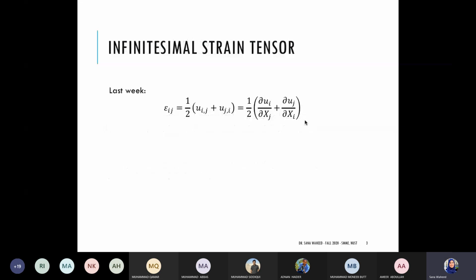Last week we derived the small strain tensor. We saw how this small strain tensor is actually the symmetric part of our displacement gradient, right? So I've written out the expression like so, but this is actually equal to del naught u, its symmetric part.